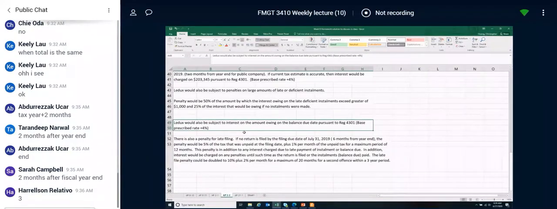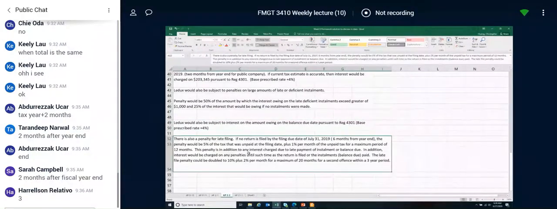And then if you don't file your tax return on time, what's your due date for your tax return? It's normally 6 months. On a January 31 year end, 6 months is going to be July 31st. You're going to have a 5% penalty plus 1% per month of the unpaid tax for a maximum period of 12 months. And that's on top of the fact that you're going to have to pay interest.